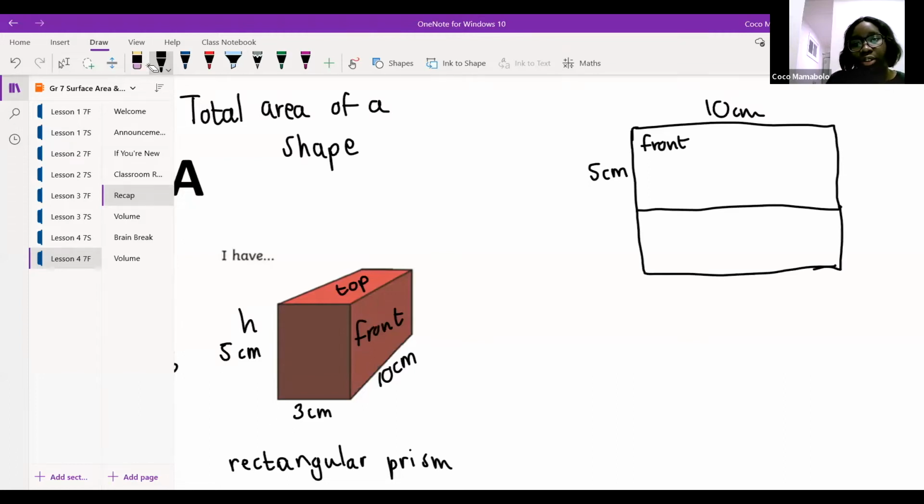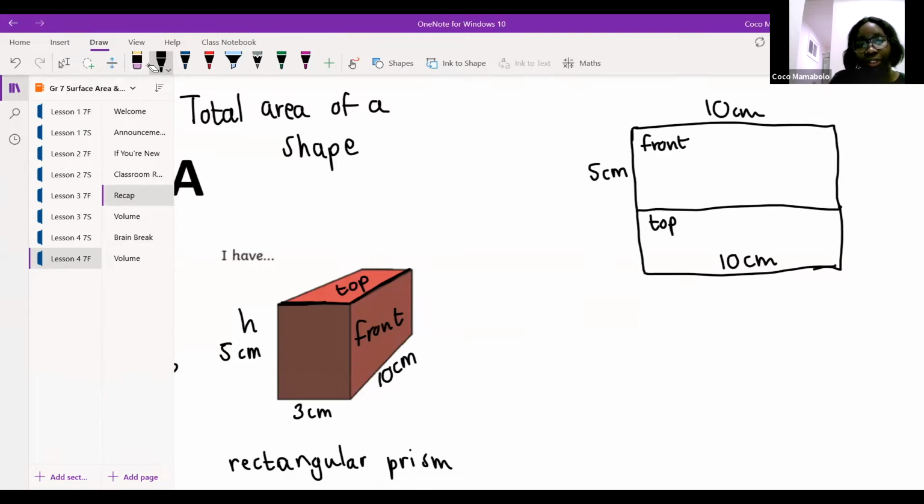Okay. So my length, what is my length going to be? The length of my top is going to be 10 centimeters? It is, it's 10 centimeters, excellent. And then what about my breadth? Your breadth will be 5 centimeters.